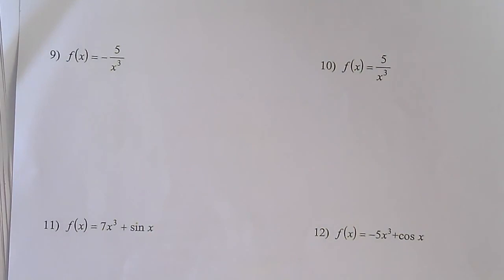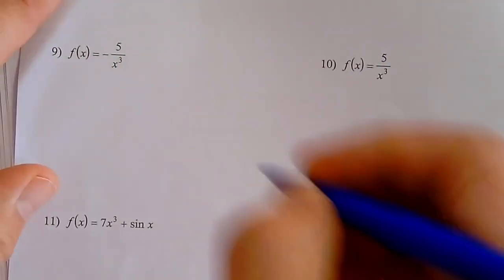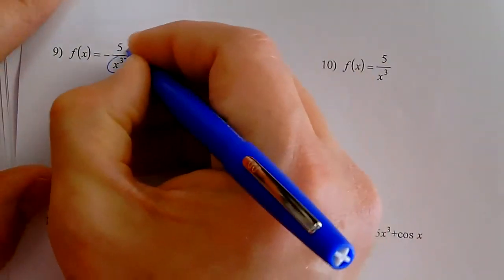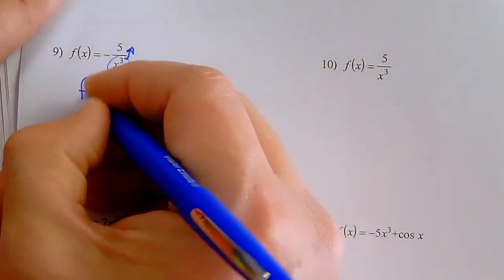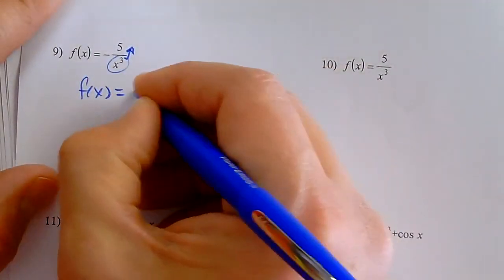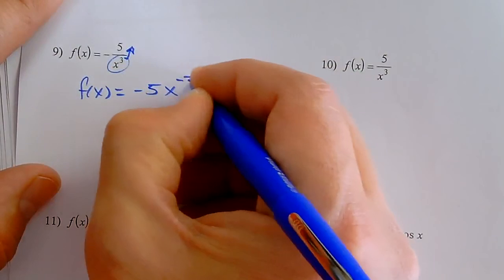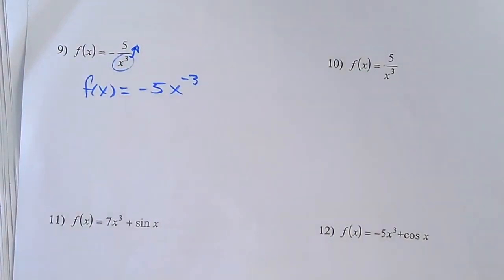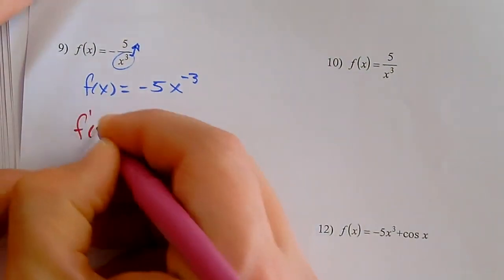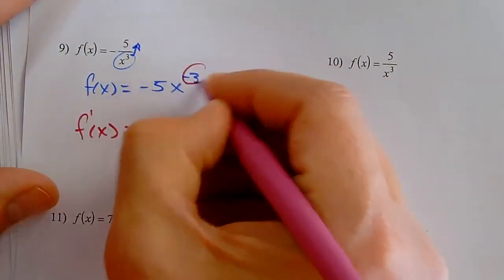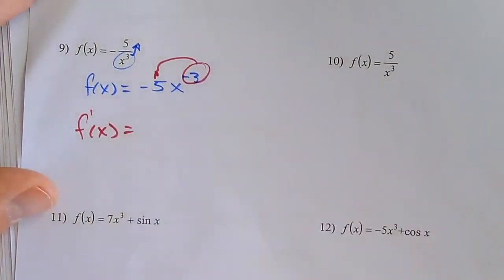As I take a look, number 9, I've got a little work first. I got this x on the bottom. Let's bring it uptown. So just rewrite the function. I've got negative 5 and then x to the negative third. Now I can do the power rule, right? So now I can do the derivative. Notice I'm switching colors. Okay, the blue one is still the function, just rewritten.